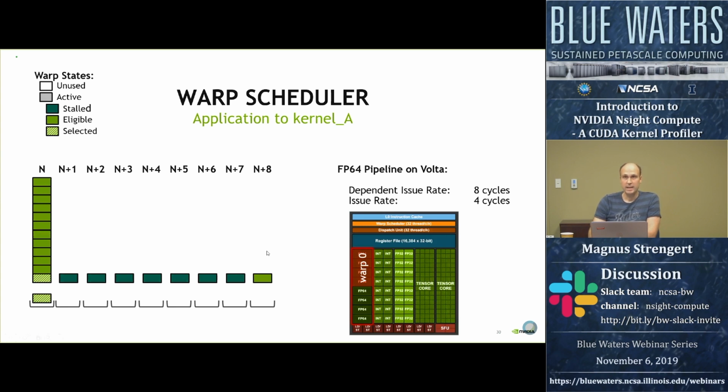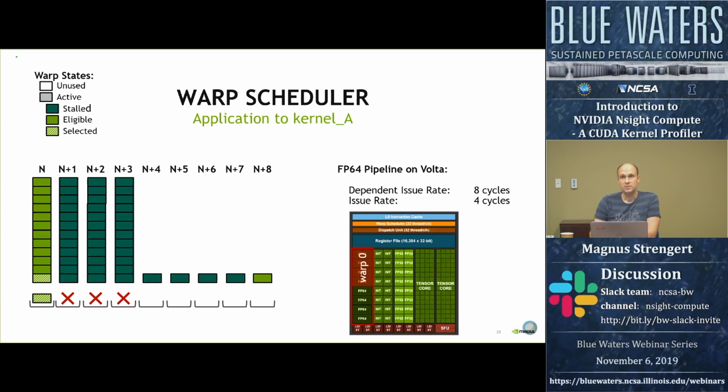Then it continues, and in cycle N+1, N+2, and N+3, all remaining warps will be stalled because, as you can see on the right, the double pipeline has a dependent issue rate of 8 cycles, so that's why the bottom row is 8 long, and it has an issue rate of 4 cycles, so you can only issue to that pipeline any 4 cycles. So N+1, N+2, and N+3 will not be able to issue anything. But in the 4th cycle, all these other warps that didn't yet issue their instruction become eligible again. The warp scheduler will pick randomly one out of this pool.